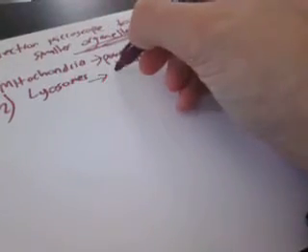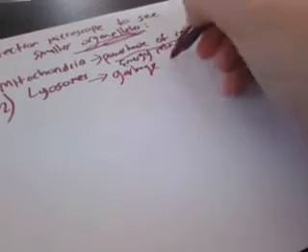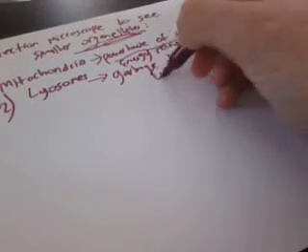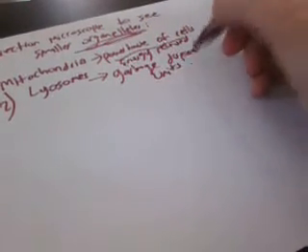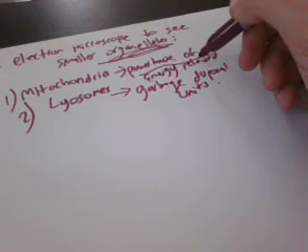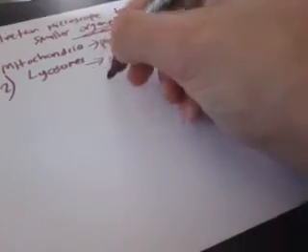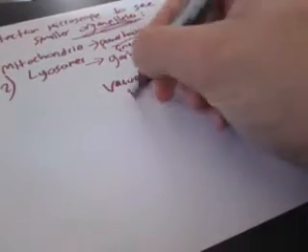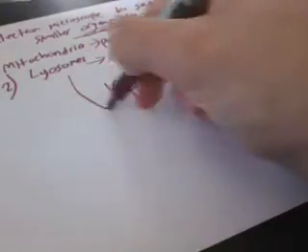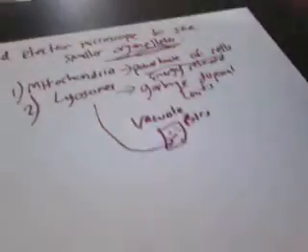Lysosomes are the garbage disposal units. They get rid of waste. So the vacuole, as I mentioned, contains the waste, but the lysosomes make up the vacuole. So think of the vacuole as the bins, and think of the lysosomes as the waste inside.